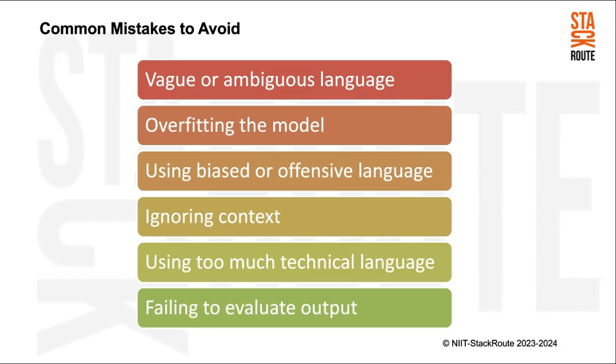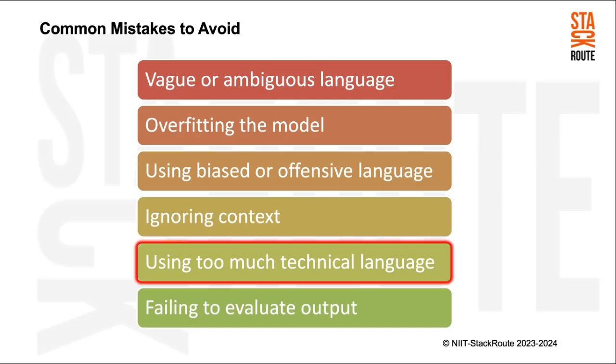And another one is using biased or offensive language. Always be mindful of using biased or offensive language in your prompts. This can result in inappropriate or discriminatory output from the model. Another common mistake is ignoring the context. As we have already discussed in the previous slides, always add background information and provide context to get the desired output.